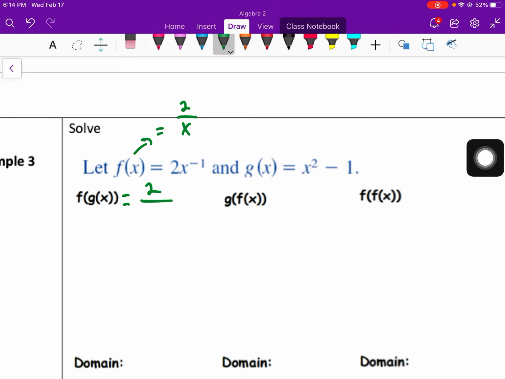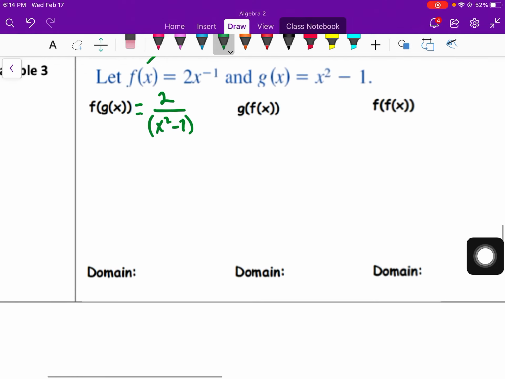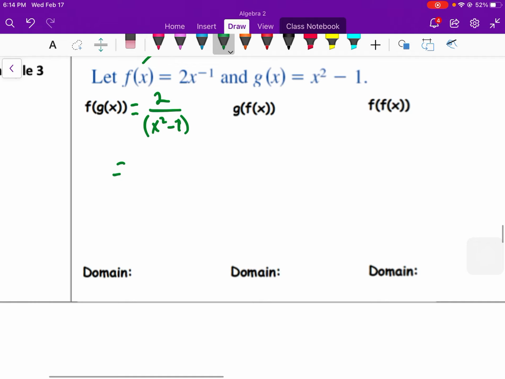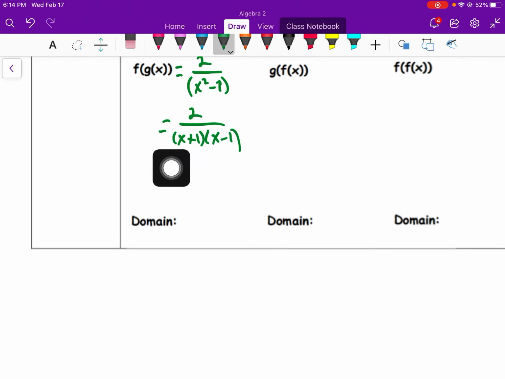Now when we do the composition with g of x, we plug in x squared minus 1 for x. So x squared minus 1 got plugged in for x. So we have a difference of perfect squares, so that will simplify to x plus 1 and x minus 1. So we have restrictions in the denominator. When we have x values in the denominator, just like back in Unit 6, they will be restricted values. So those restrictions are going to be when we have 0 in the denominator.